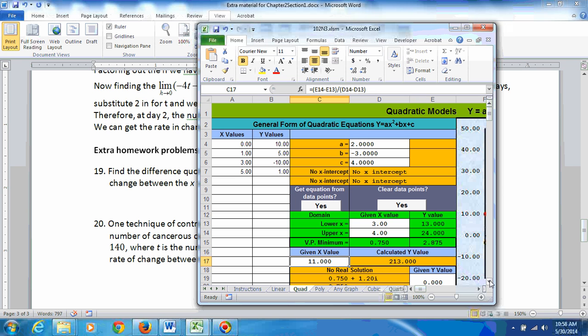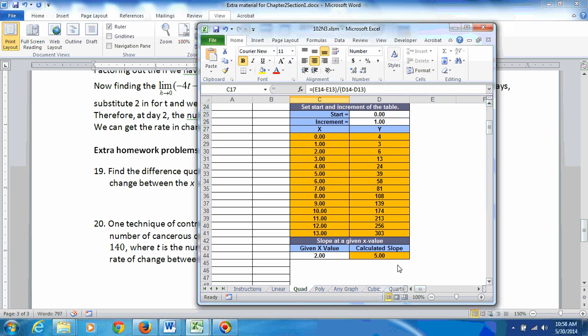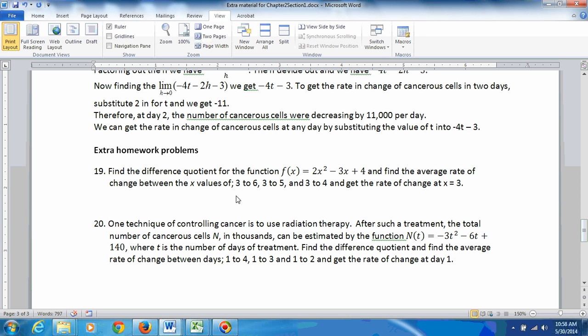Well, we can get that down here. Let's put in 3, and we get 9. So that's the slope of that line at day 3. It's actually changing by 9. If it wanted to know the slope of that tangent line, what we'd have to do is work out that function.